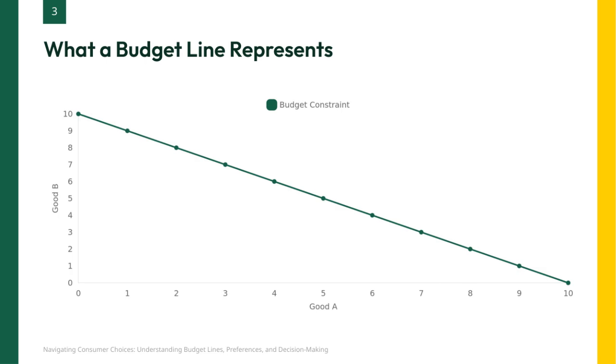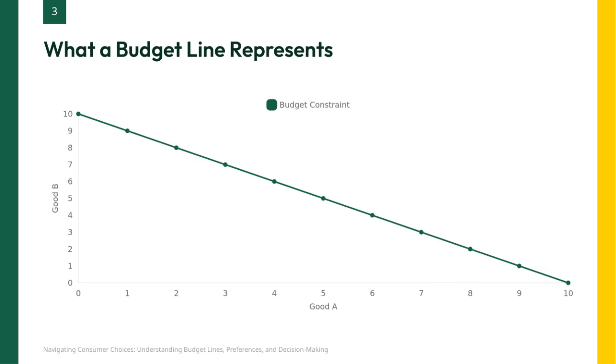For example, if you spend all your budget on good B, you can only afford 10 units of it and 0 units of good A. Conversely, if you spend all your budget on good A, you have 0 units of good B. Any point along this line represents the maximum combinations you can buy without exceeding your budget. Understanding this budget line is key because it helps explain consumer choice and how people allocate their limited resources among different goods.